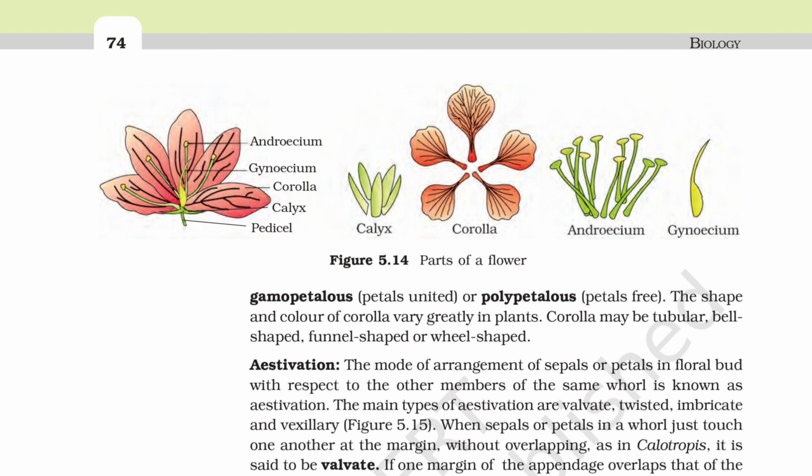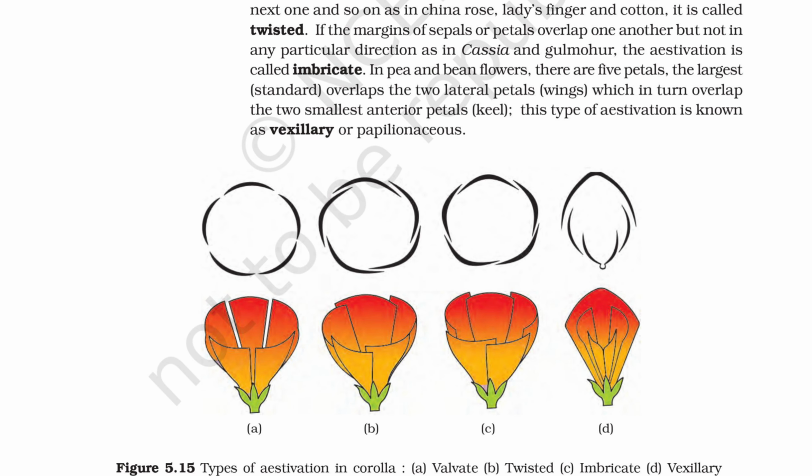If one margin of the appendage overlaps that of the next one and so on, as in china rose, lady's finger and cotton, it is called twisted. If the margins of sepals or petals overlap one another but not in any particular direction, as in cassia and gulmohar, the estivation is called imbricate.